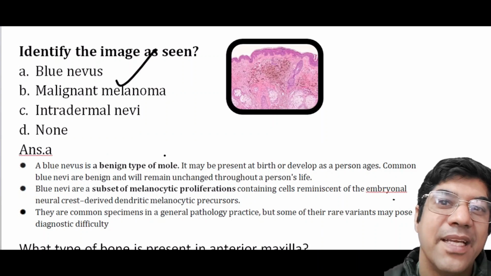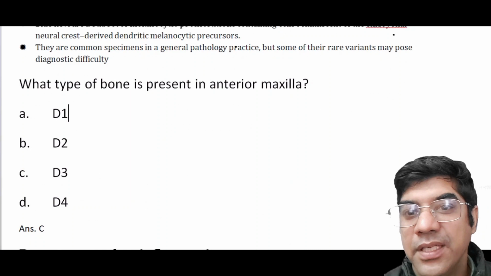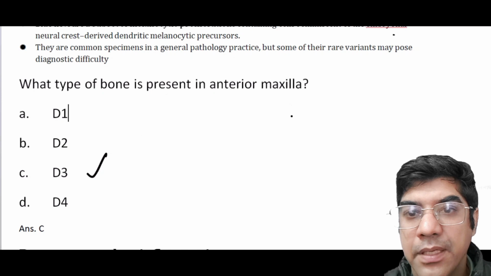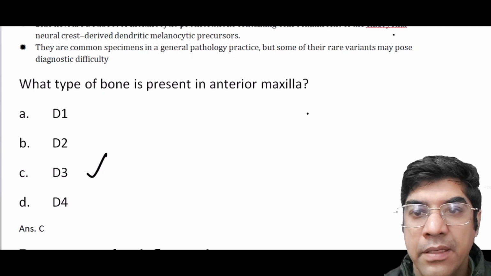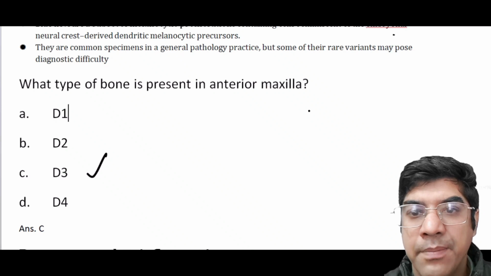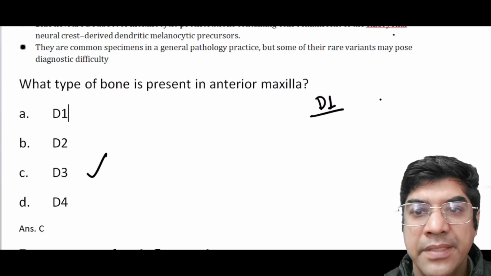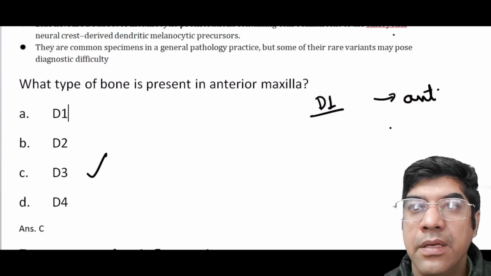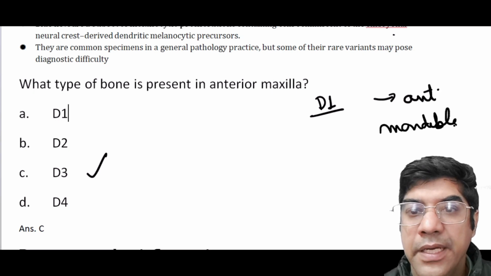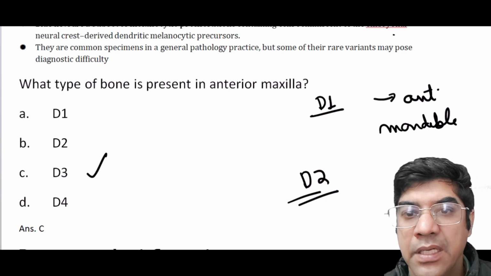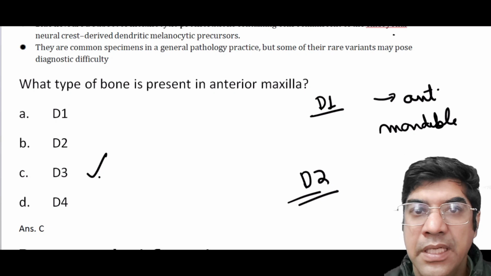What type of bone is present in the anterior maxilla? The answer is C, D3 bone. D3, remember, is a porous compact bone and a fine trabecular bone that is found primarily in the anterior maxilla. D1 is dense compact bone that is composed of all cortical bone, and it is typically seen in the anterior mandible. The D2 bone is thick porous bone, coarse trabecular bone, commonly located in the posterior mandible and sometimes the anterior maxilla. So the answer here is D3.